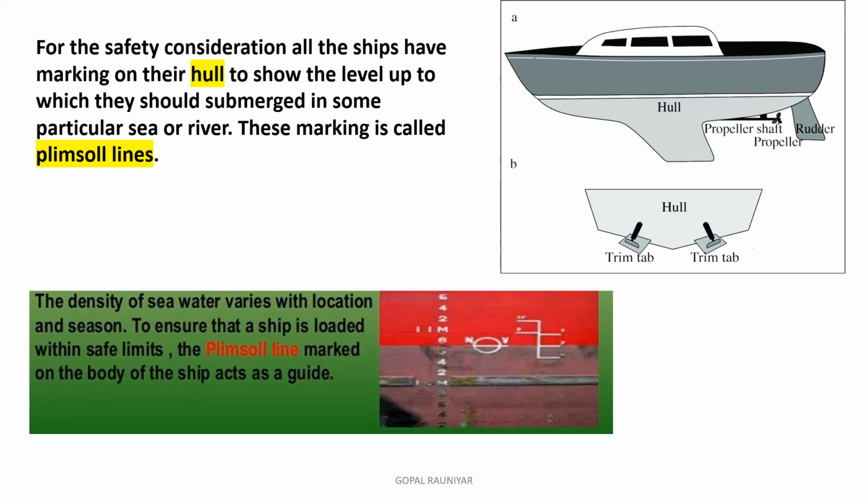Suppose we are going on a route from Mumbai to Saudi Arabia, and we know that this type of water comes on that route and that type of water comes on the other route. So the hull and Plimsoll lines give us an idea of how much load or capacity the ship should carry, so it will not submerge or sink in a particular area.